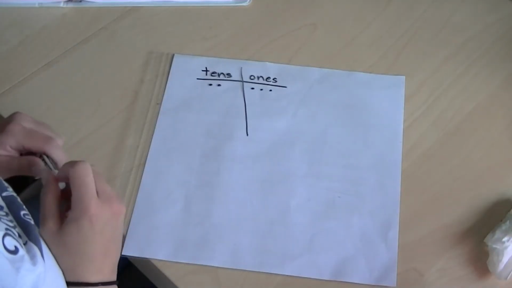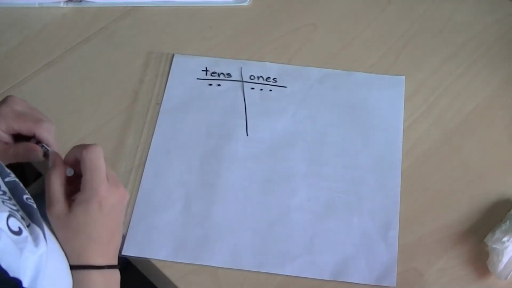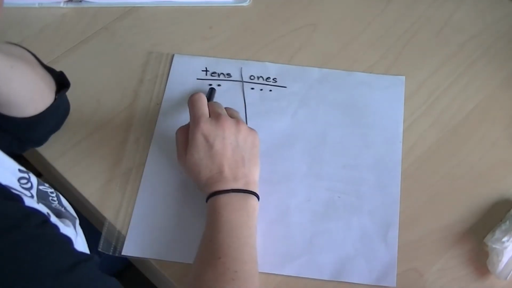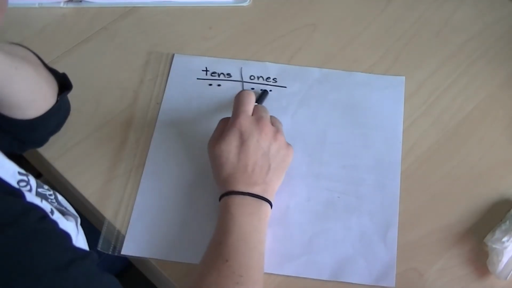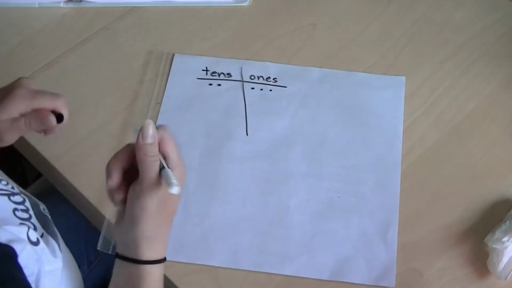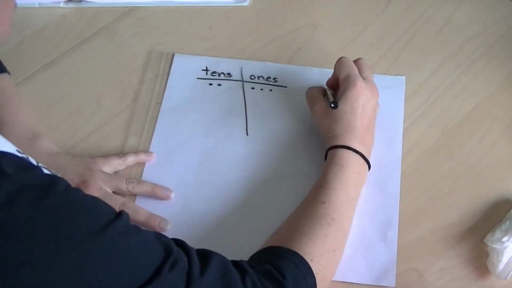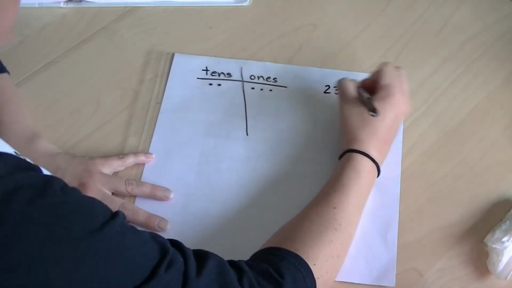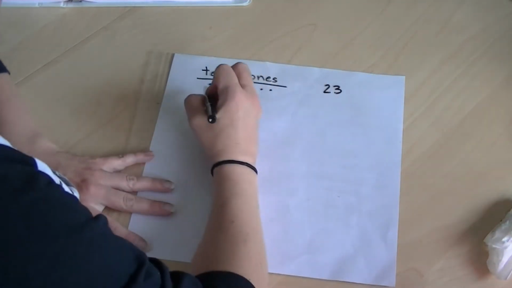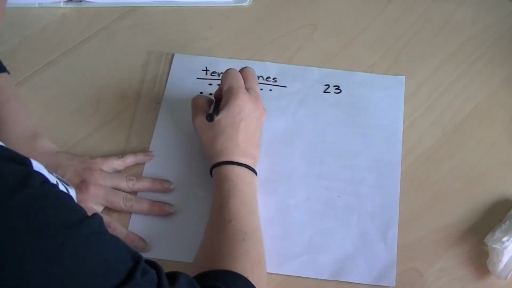Okay, this is lesson 29. I want you to take a look at what I've drawn here. What number am I representing? 2 10s, 3 1s. What's this number? 23. Good job.